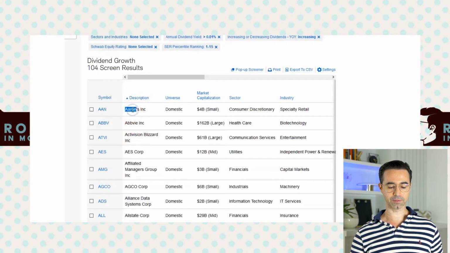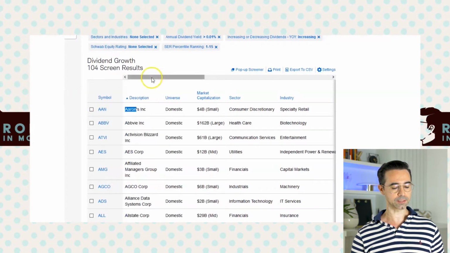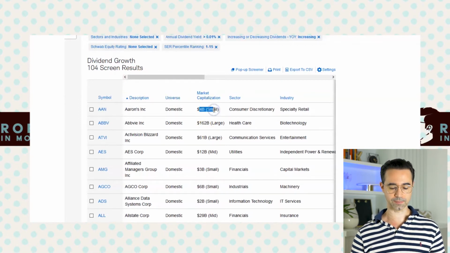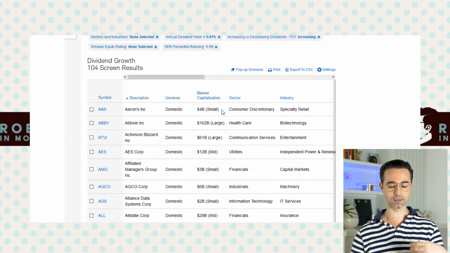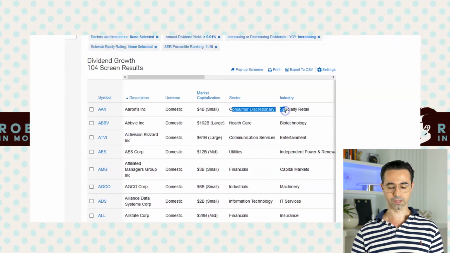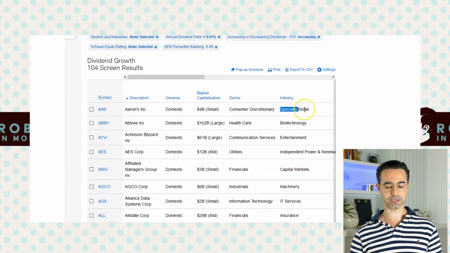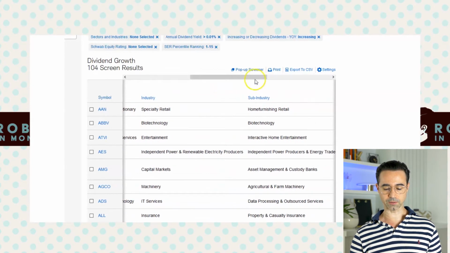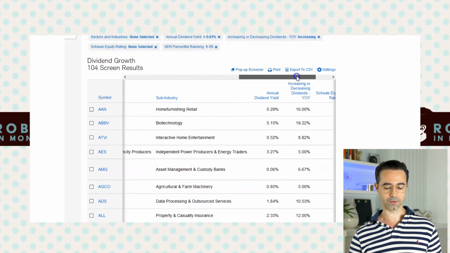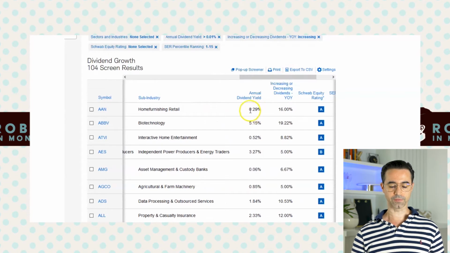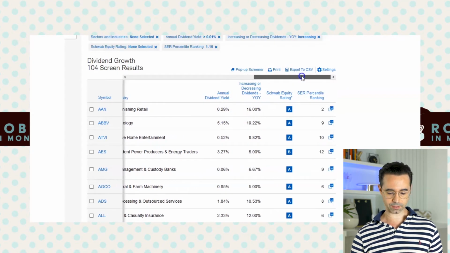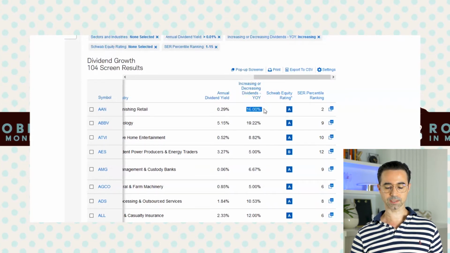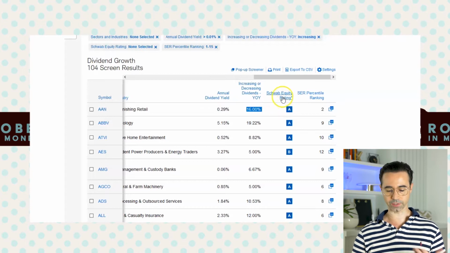And so if you go through this, you're going to see on the side here the description. This is the name of the company, Aaron's, for example. This is the stock symbol, AAN. It's domestic because we know that the screener is domestic. This is how big the company is. This is a small cap company. It's $4 billion. It's in the consumer discretionary sector. The industry is called specialty retail, sub-industry. So you can have all this stuff, and you can even sort by these things. The annual dividend yield is 0.029. So there you go. And then increasing year over year, and it's 16%. So increase 16% year over year.